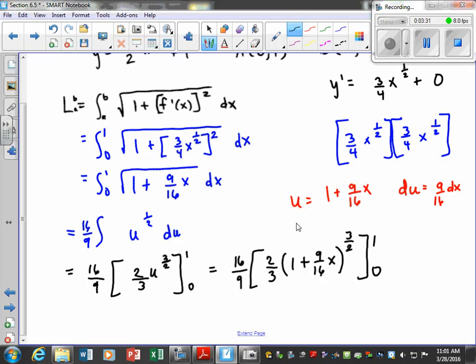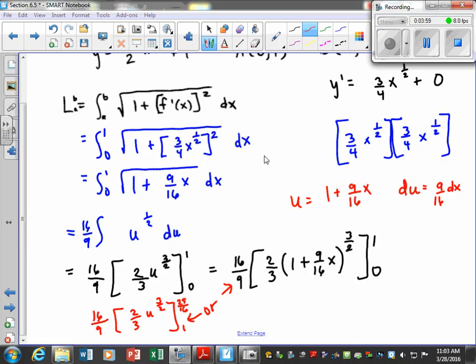Now, for those of you that want to evaluate it and stay in u, you have to change these limits with respect to u. Meaning when x is equal to 0, you're going to get different values here. So you have two options there, but I'm just going to rewrite it back in terms of x, and now I'm going to evaluate it because I have nice numbers over here. 1 and 0 are nice things to work with, so we're going to do that next. We'll calculate it on the next page.